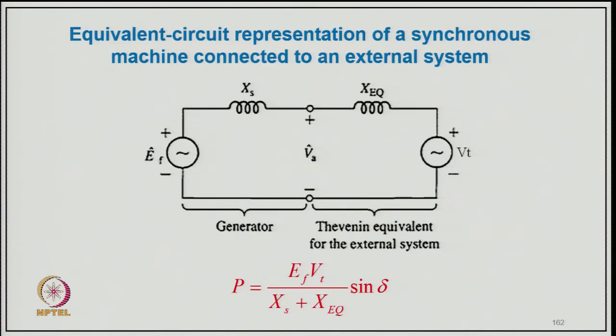So, this is the typical equivalent circuit representation of a synchronous machine connected to an external system. We have excitation voltage, that is typically the generator with the synchronous reactance, and this we can call the Thevenin equivalent of the external circuit, maybe the grid, with the reactance, and here we have the terminal voltage. In this case the power flow is from here to here: E_f V_t upon (X plus X_eq) sin delta. When delta is positive, this has a delta angle, it has a 0 angle, but if delta is negative, then power is flowing from this side to this side, typically working as a motor.